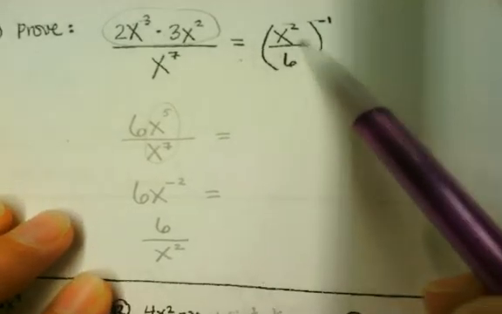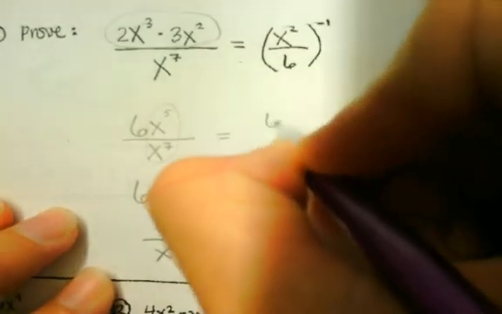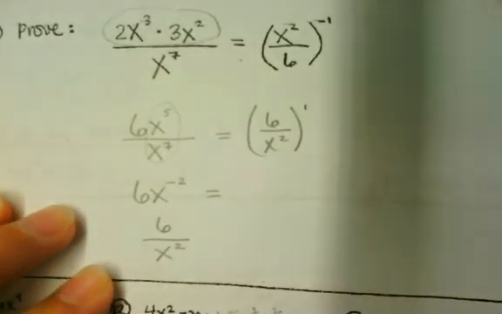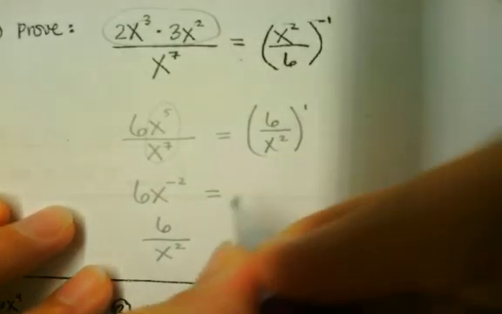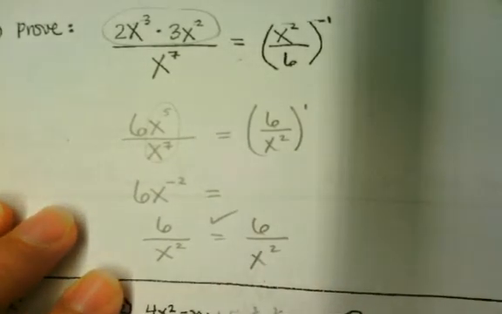On the right-hand side, again, I'm not going to distribute my negative. I'm going to flip it. So I'm going to make it 6 over x squared to the positive first power, which now that first power means nothing, and I'm pretty much done. It's just 6 over x squared. Check. Proven.